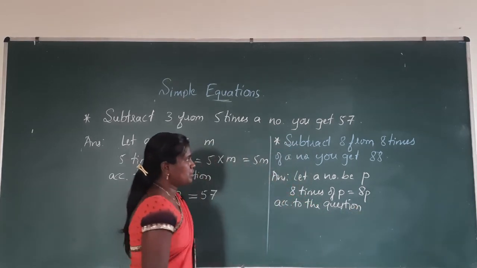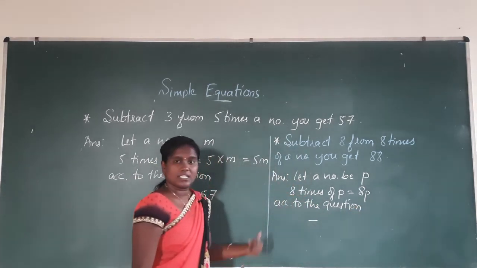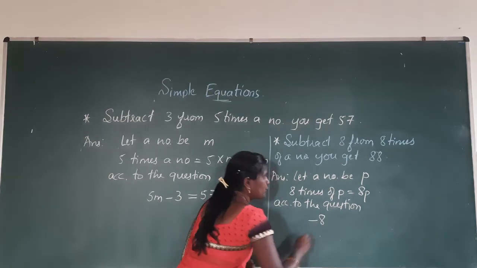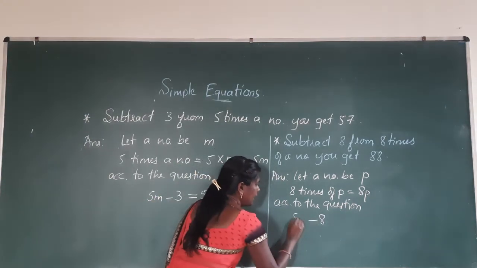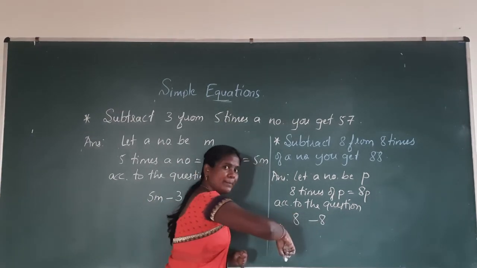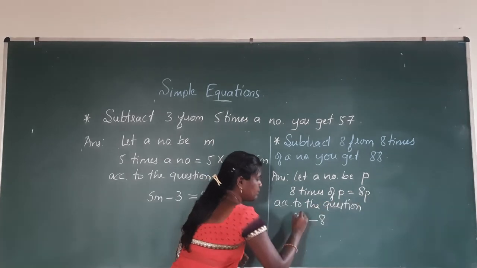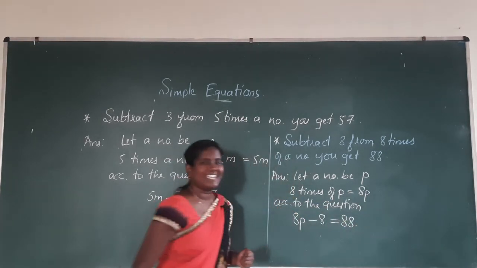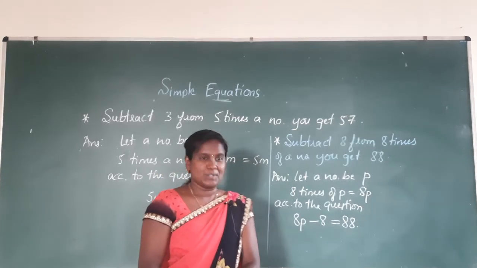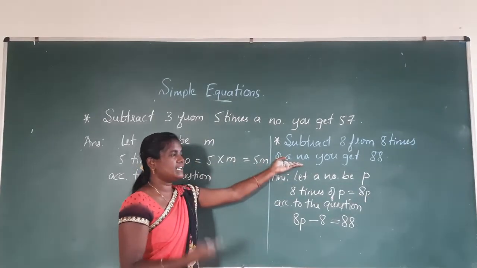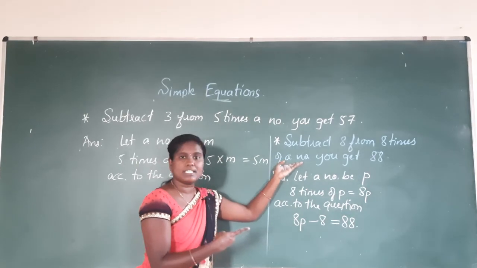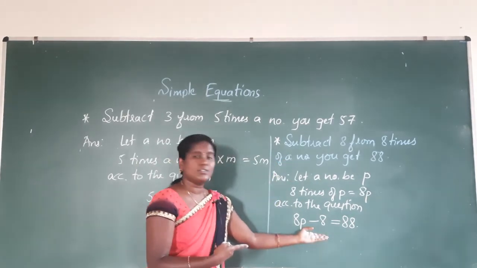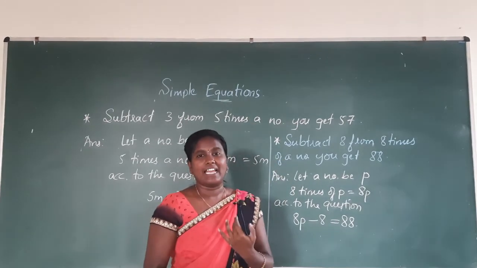What according to the question? Subtract 8 from 8 times a number. 8 times a number is 8p. You get 88. Yes. So whenever a statement is given, you can express that as an equation.